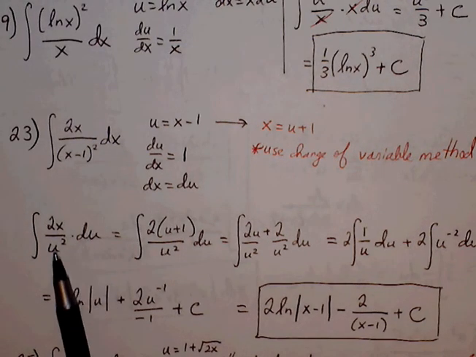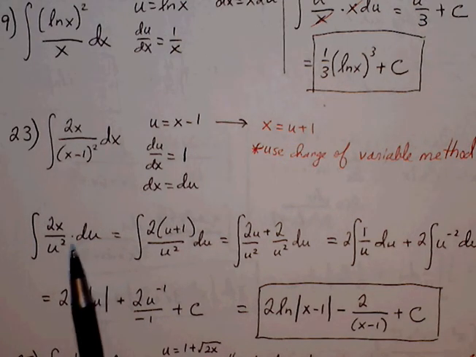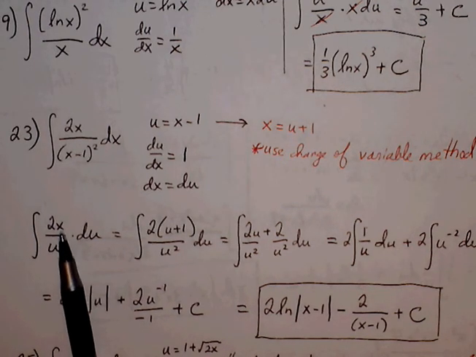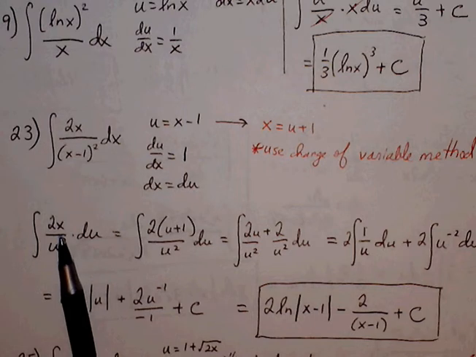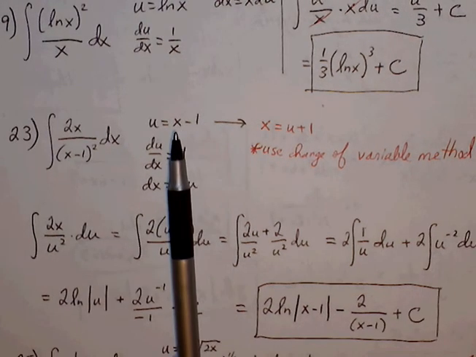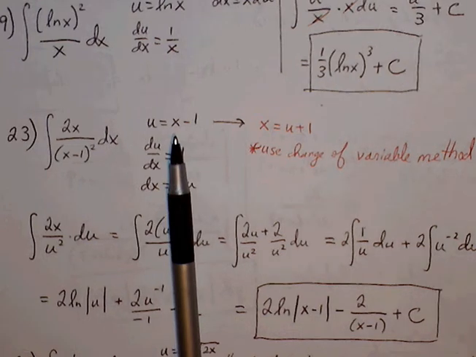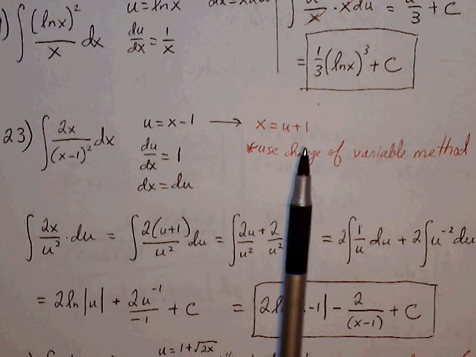So now the problem here is we can't continue until we find a way to get rid of this x. Okay, we need our integrand in terms of one variable, so we have to look at change of variable. We have a specific value for u, which is x minus 1, but if we solve for x, we can say x is u plus 1.